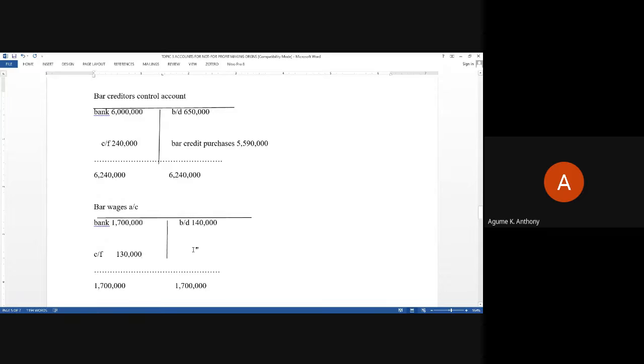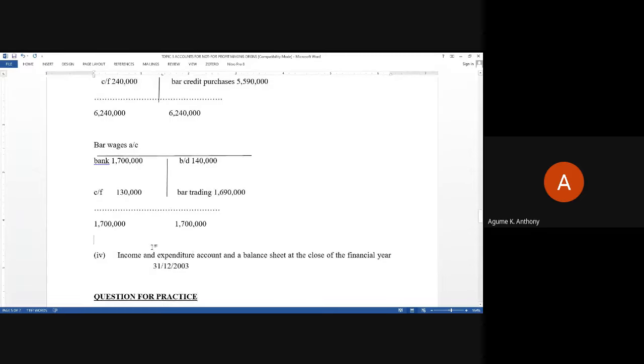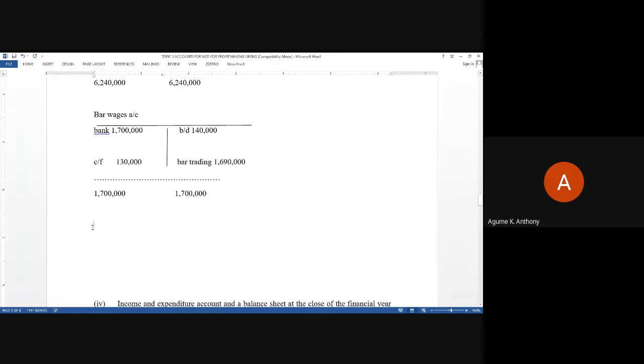Here, my balance carried down, the one that will be taken to the bar trading account, would be 1,690,000. Okay. Now having put this in place, those are the simple workings that you required.